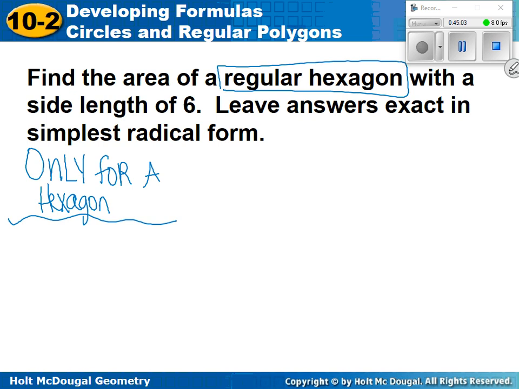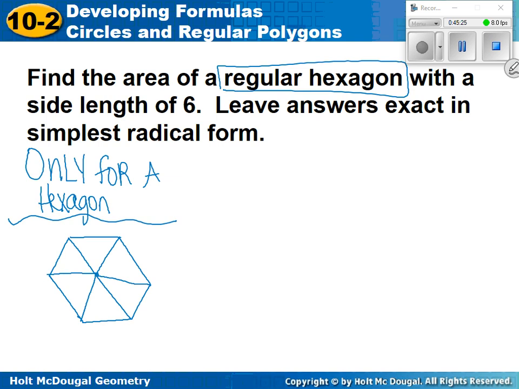So let's think about our hexagon here. I'm going to draw this hexagon. You draw it on your paper too. So only for a hexagon, this is something we can do. And we need to understand why we can do it. So first of all, we have our center. I want you to think about all of these radii that we're drawing in our hexagon.